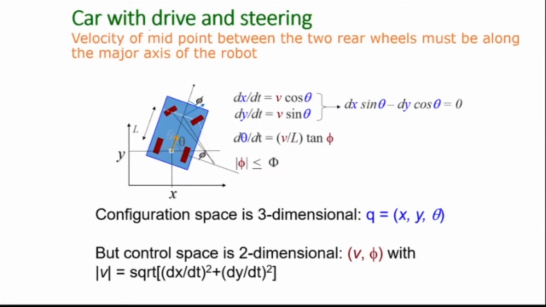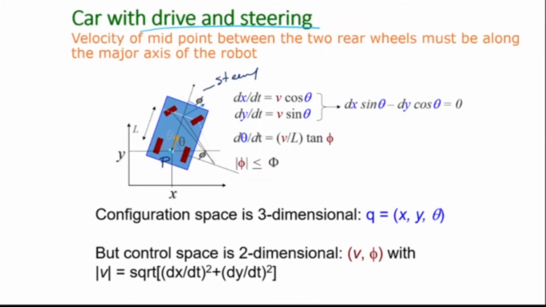So, a car with drive and steering. Let's look at this carefully. This is the car and this point, let's call it P. I had talked about this point P. The point is the center point between the two wheels, which is here. Now phi is the steering angle, and theta is the angle the local x-axis of the car makes with the global x-axis. That is my angle theta.